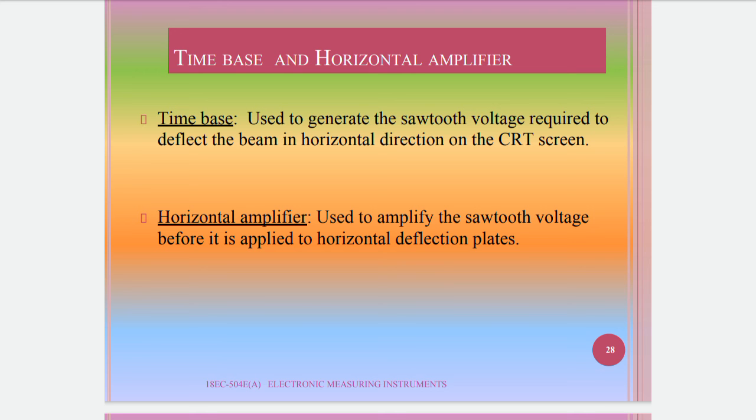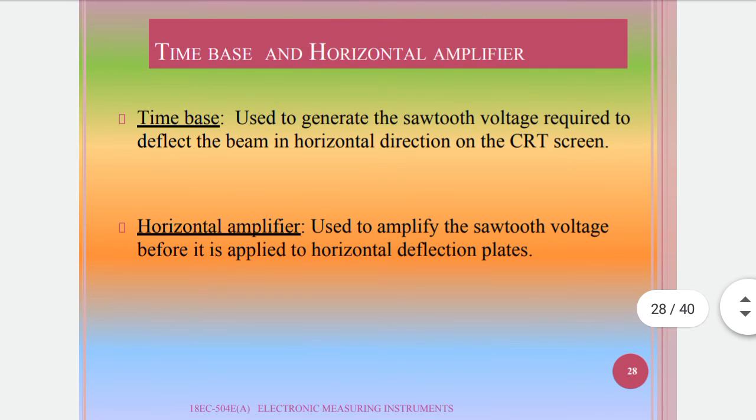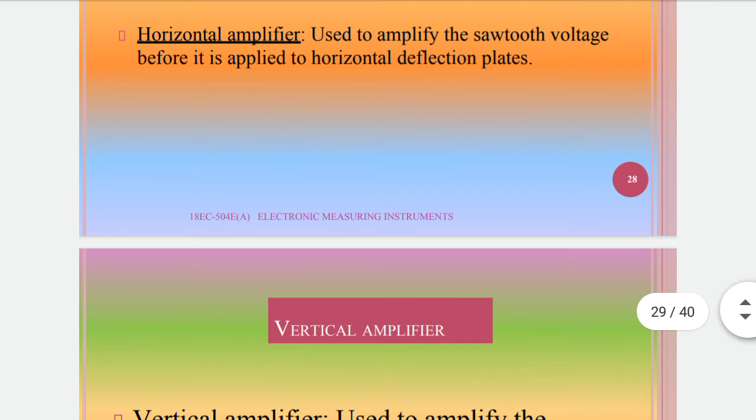So this time-based generator produces the sawtooth voltage to deflect the beam in the horizontal direction on the CRT screen. And the horizontal amplifier is used to amplify the sawtooth voltage before it is applied to the horizontal deflection plates. That means that before applying to the deflection plates, the sawtooth voltage must be amplified by using the horizontal amplifier.